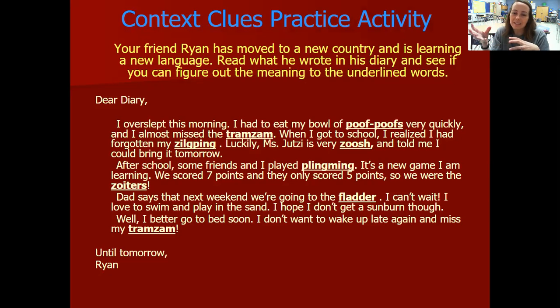And the next difficult or unknown word is zoosh. So it says in the text that Miss Jutsi is very zoosh and told Ryan that he could bring it tomorrow. So I'm going to guess that zoosh might mean nice or kind or forgiving, because Ryan used that word to describe Miss Jutsi, and she had just let him bring in his homework the next day. So it wouldn't be mean or angry. So my guess is that zoosh means nice.